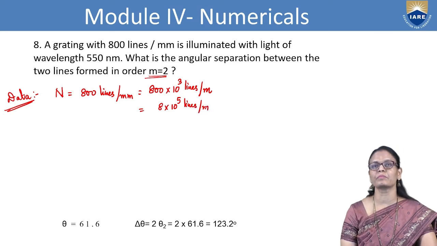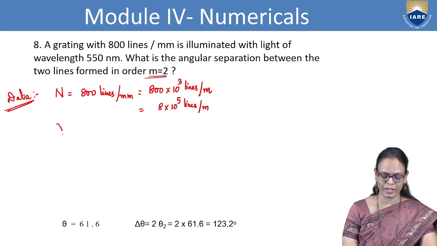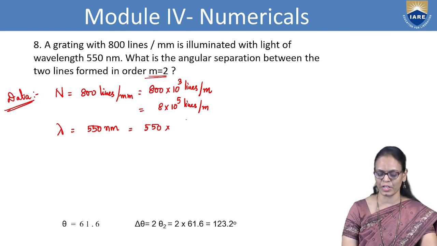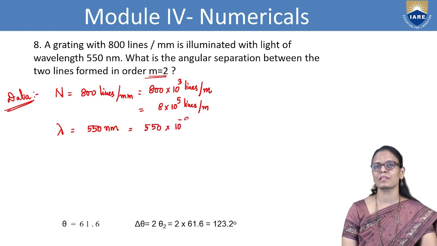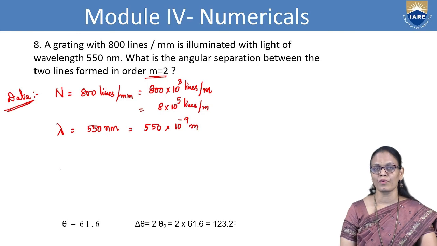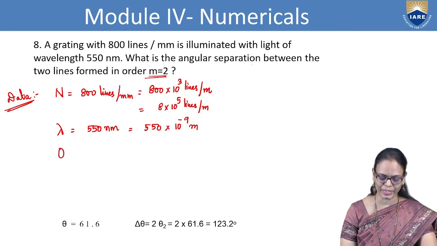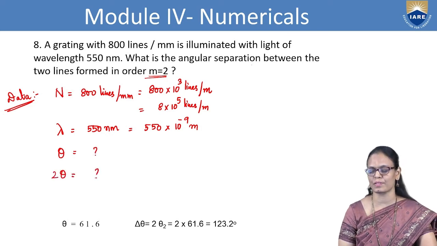This is capital N. And wavelength lambda is 550 nanometer. Nanometer also we will convert it into meter. 550 into 10 power minus 9 meter. We have to find angular separation between two lines in the order m is equal to 2. So we have to find theta, and then we have to find 2 theta. Why 2 theta? I'll explain first.